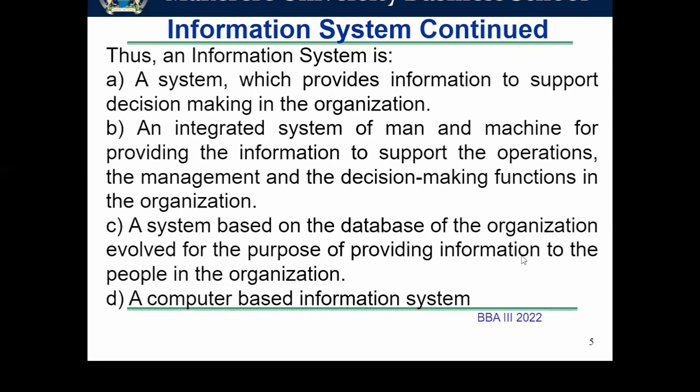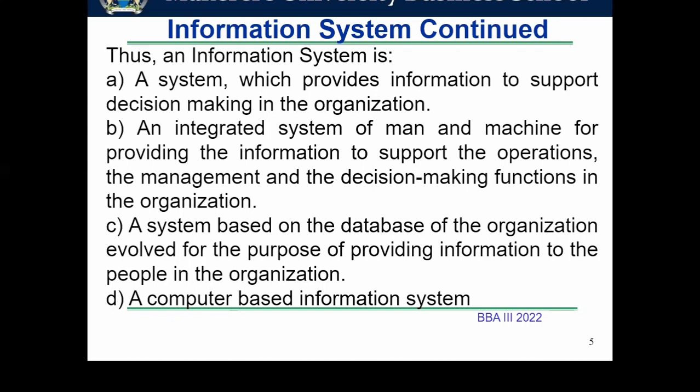Okay. So we are saying that an information system is an integrated system of man and machine. By man, we mean people, and machine for providing the information to support the operations, the management, and the decision-making functions in an organization. I think some of the words that we are using here are clear. Man and machine, providing the information to support the operations, the management, and the decision-making functions in the organization.